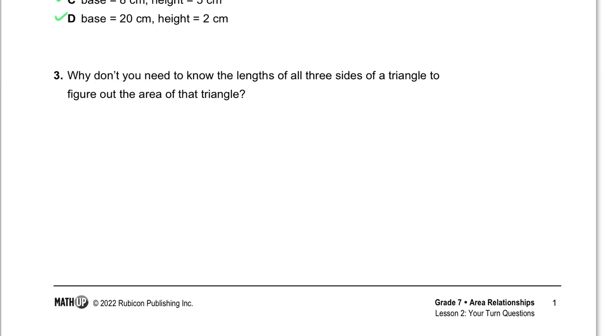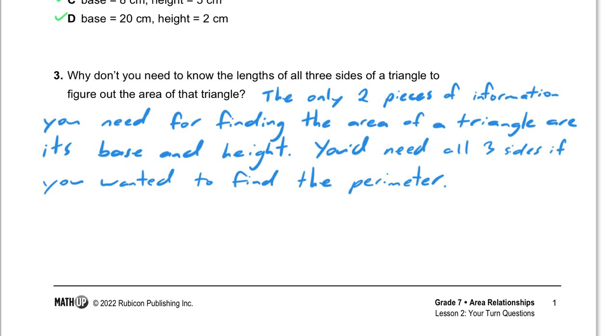The next question says, why don't you need to know the lengths of all 3 sides of a triangle to figure out the area of that triangle? And I would say this. The only 2 pieces of information you need for finding the area of a triangle are its base and its height. You'd need all 3 sides if you wanted to find the perimeter.